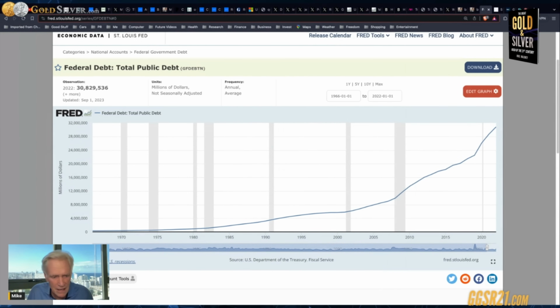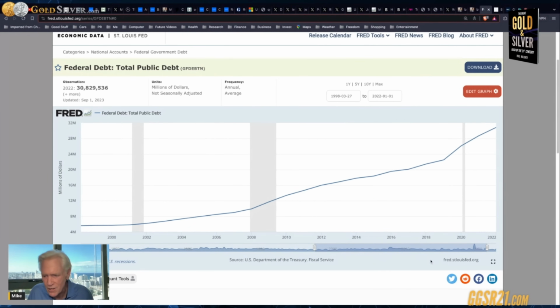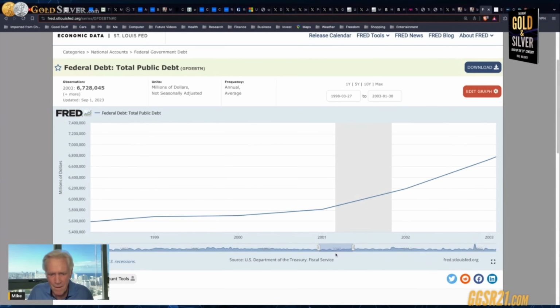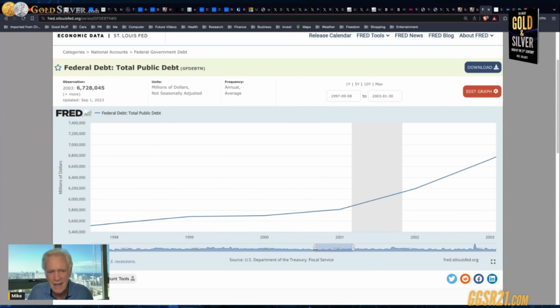Now, let's focus in on those budget surplus years. These are all those years when we made more than our income. Do you see any year where the debt is going down? If you made more than your income for these 4 years in a row, the debt should have gone down. It was a lie.